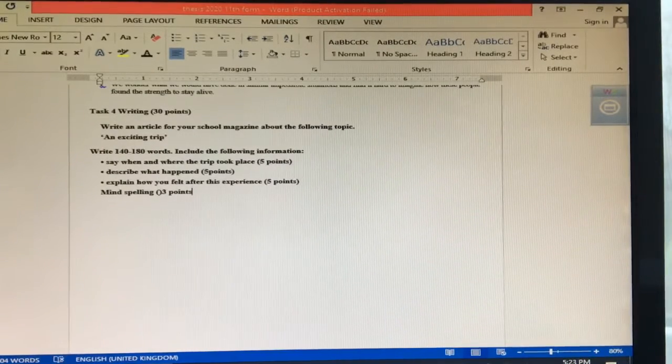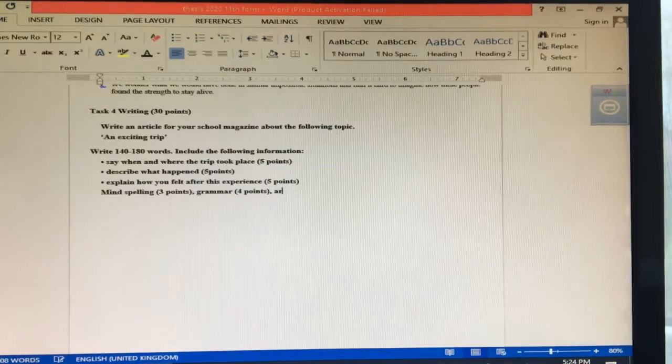And here the students already know this, that if they have 3 mistakes, they lose 1 point. If they have 6 mistakes, they lose 2 points. If they have 9, 3 points. And if they have more, it's still 3 points. And then mind the spelling, the grammar, and grammar would be 4 points. Again, 3 mistakes, 1 point, and then they're deducted like this.